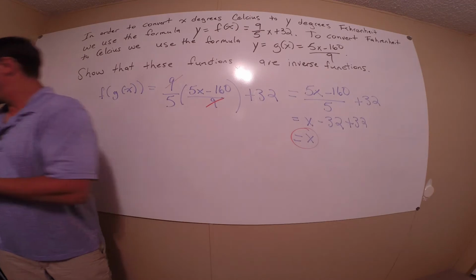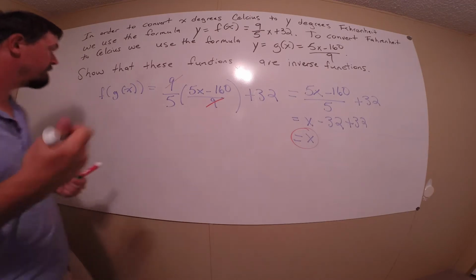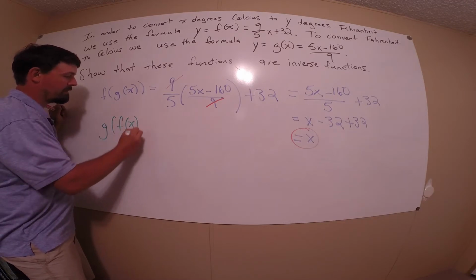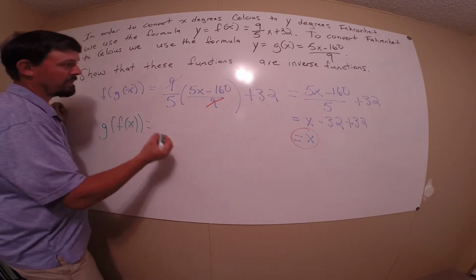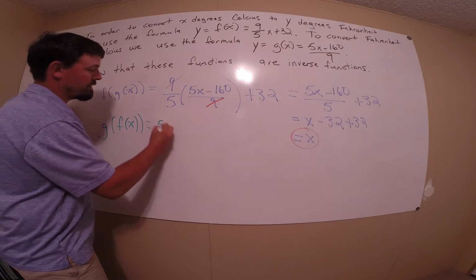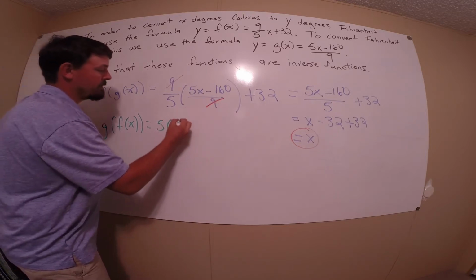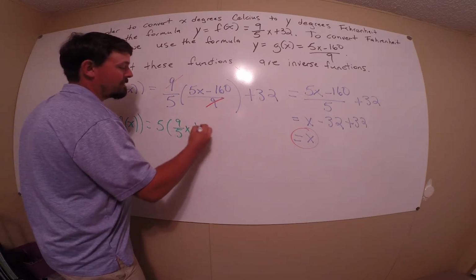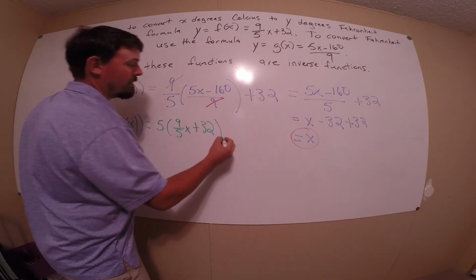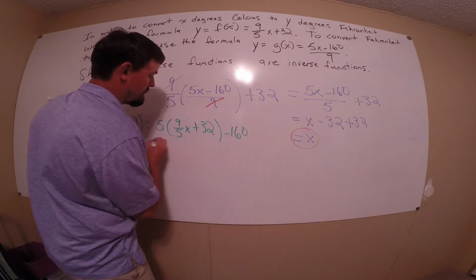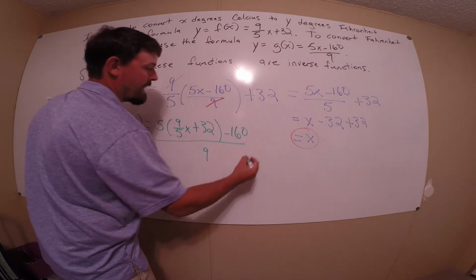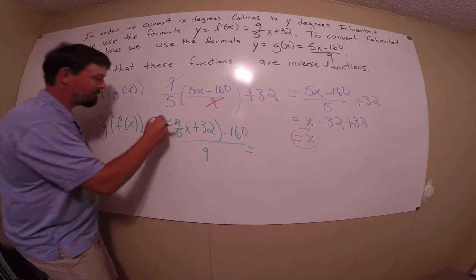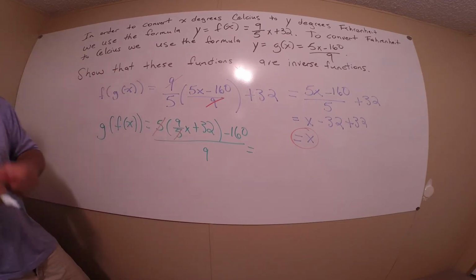Now, let's do the second step. We've got to show that g of f of x equals x. So we'll start with the g of x function. I've got 5 times 9/5 x plus 32, minus 160, all over 9. I've got to plug my f of x function in right here. Okay? That 5 and that 5, pretty easy to see those cancel.